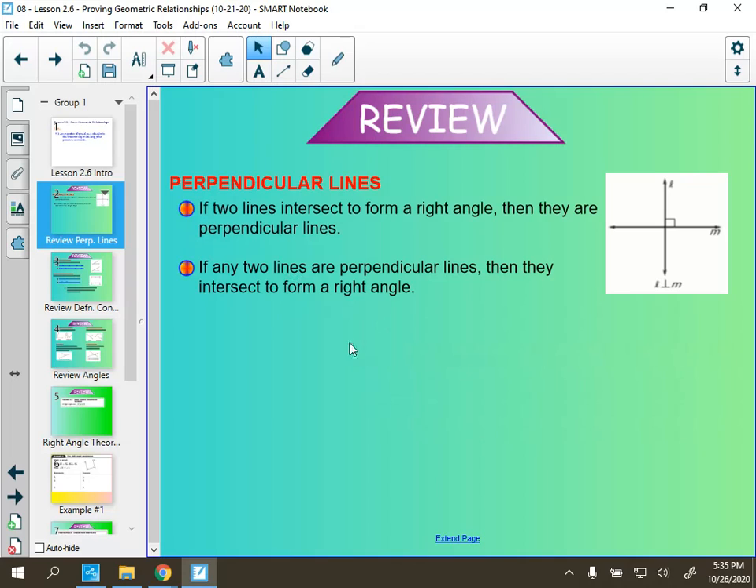So that's the connection we basically need to make: when I hear or see perpendicular, I think and write right angles. Right angle, perpendicular, that's what goes together.